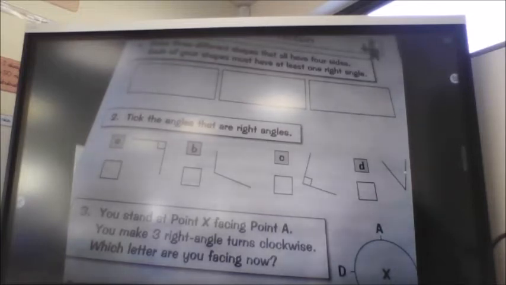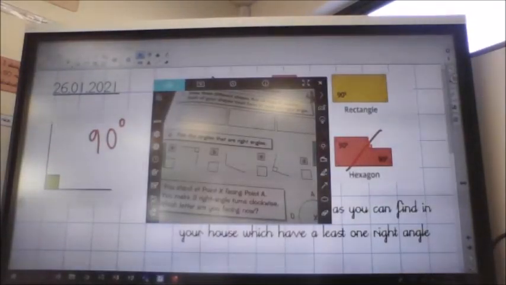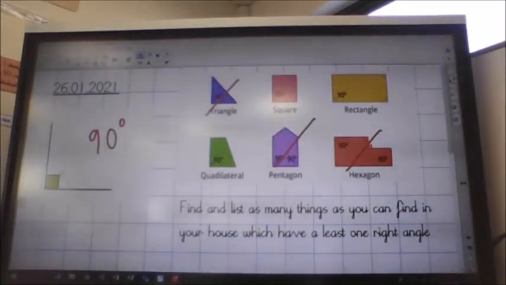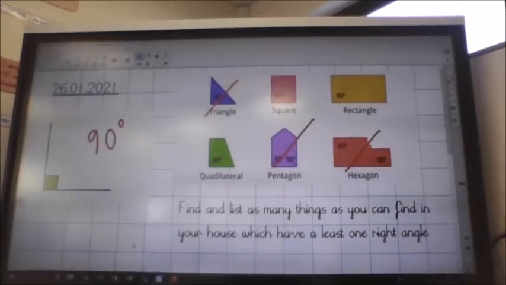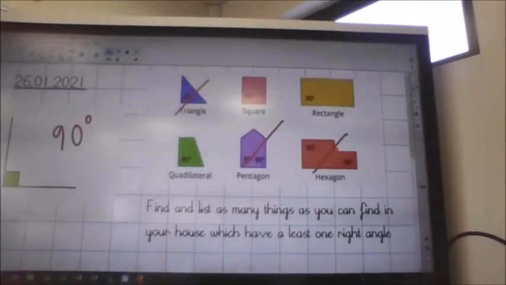You might have a little clue, because if you look at the board, there's a certain way that we draw right angles. Normally when we're drawing angles, we do a little curved line, but there might be something here that helps you. And then your very last question is, you're going to look around your house, and in your purple book, underneath your work, you're going to list as many things as you possibly can that you can find in your house that have got at least one right angle.